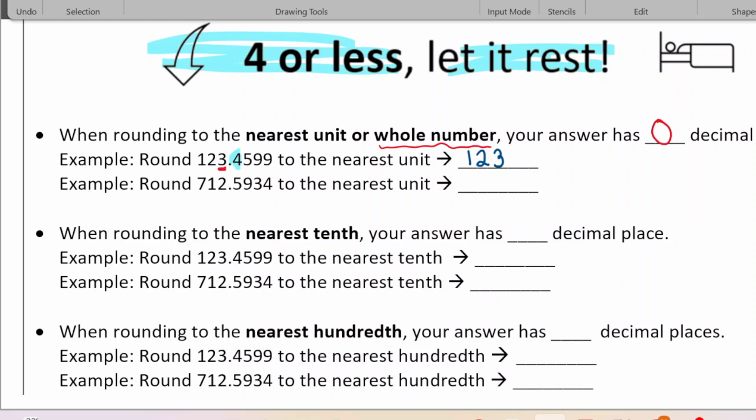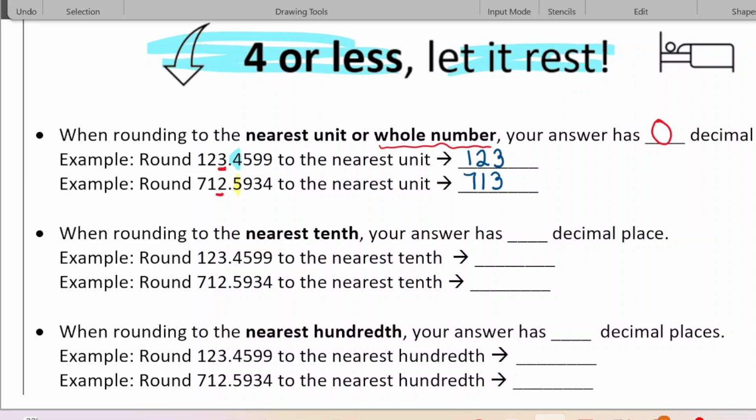Next example, we have 712.5934. This number, though, has a 5 next to the 2. That means it's closer to 713, actually. So we want to round it up to 713.